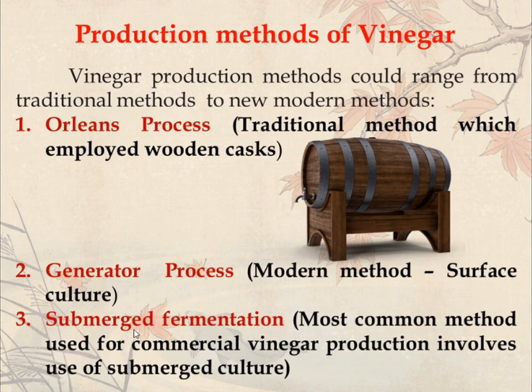And the third one is submerged fermentation. This is the most common method used by manufacturers for large scale commercial production of vinegar. Here it involves a submerged culture. Now we will discuss this in detail. This is the newer, faster and more efficient method of vinegar production. As we discussed, it is used on a large scale when the requirement is larger.